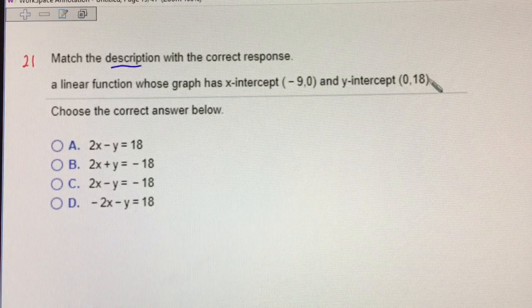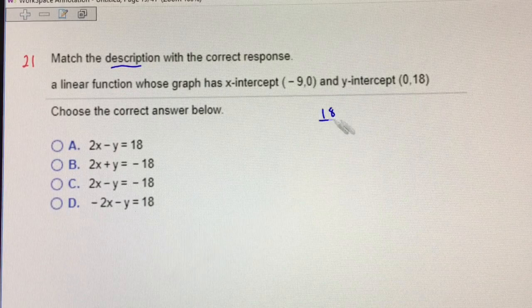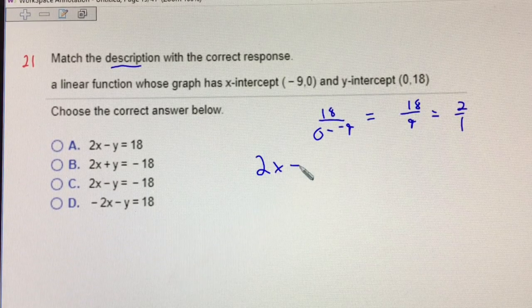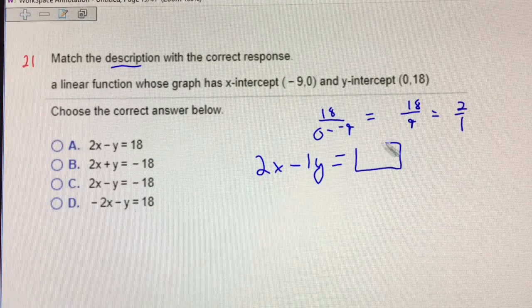So they want me to match it. So first I want to find the slope. 18 minus 0 over 0 minus negative 9. That's going to give me 18 over 9. So slope equals 2 over 1. If the slope is 2 over 1, that means my standard form is going to be 2x minus 1y equals some value. I have to figure out what that value is.